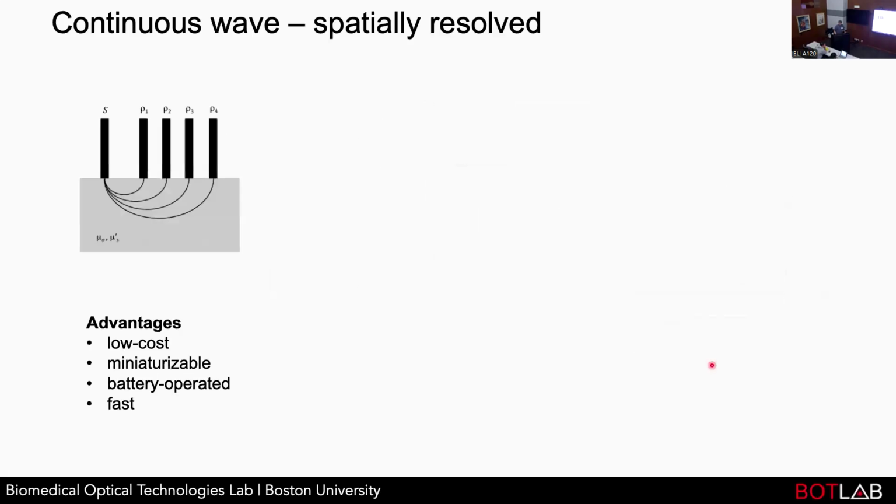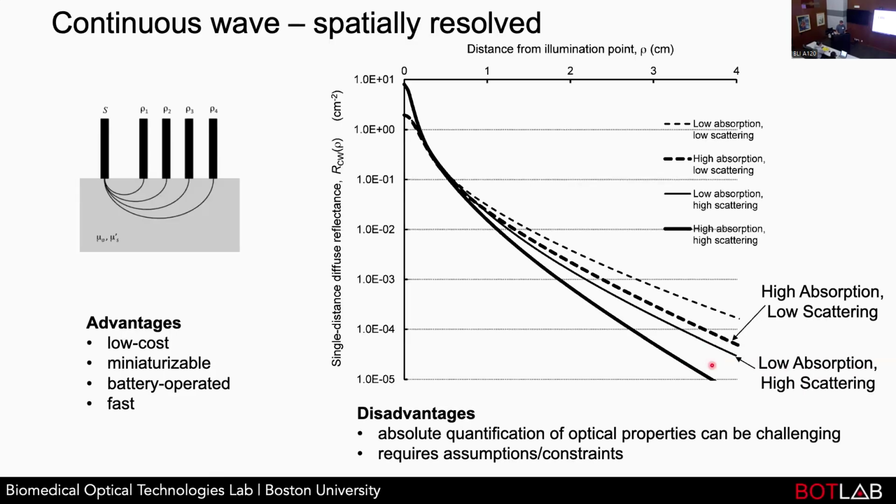This brings us to some of the advantages and disadvantages of these types of measurements. They're relatively simple and low cost, miniaturizable, because your light source could be an LED, for example. Your detector could be simple photodiodes that are in small packages that you can put into a wearable. They can be battery operated and fast. But disadvantages include the fact that absolute quantification of absorption and scattering is tricky and not always possible. It requires some assumptions and constraints. Look at these two scenarios. So you have high absorption and low scattering, and low absorption and high scattering. Those lines are almost on top of each other, difficult to disentangle.